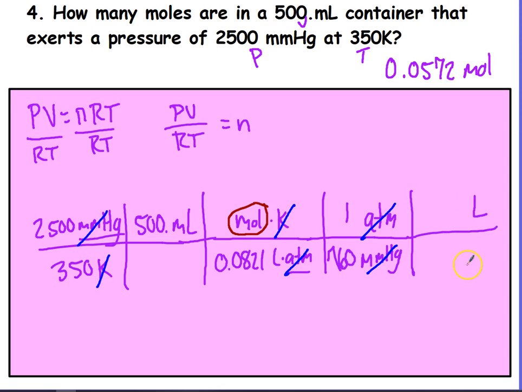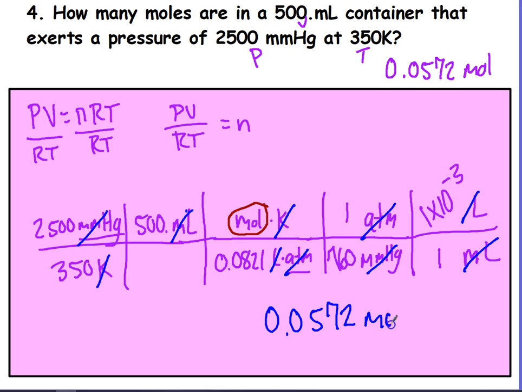I want to get rid of liters and milliliters. 1 milliliter is 1 times 10 to the negative third liters. And so milliliters cancels out, liters cancels out. Okay, now everything's canceled out except for moles, so then you plug it into the calculator. You only plug it into the calculator when you only have the unit you're looking for. If you plug it in, you should get 0.0572 moles.